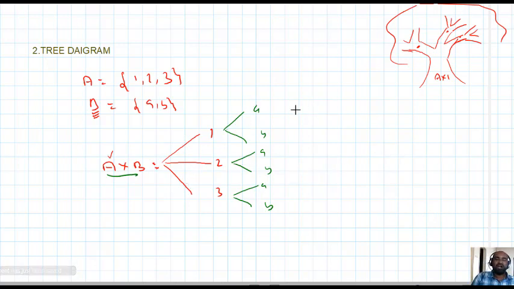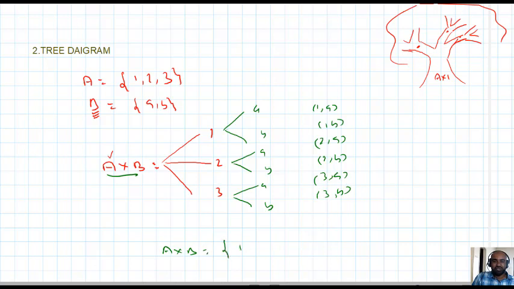Now how to write the ordered pairs? See, here: 1 comma a, 1 comma b, 2 comma a, 2 comma b, 3 comma a, 3 comma b. Completed. So at last we need to write A cross B equal to {(1, a), (1, b), (2, a), (2, b), (3, a), (3, b)}. I should write commas, I forgot to write commas. So this is A cross B, and this is the tree diagram.